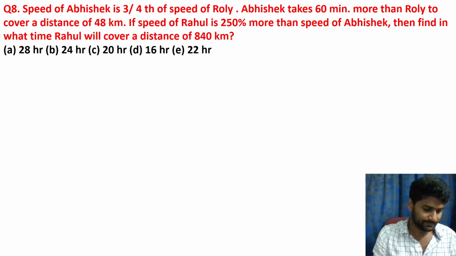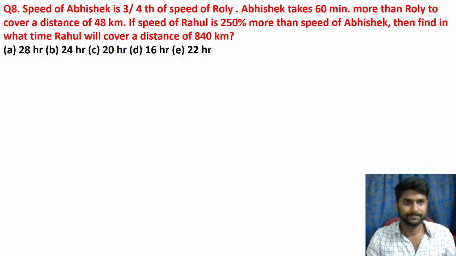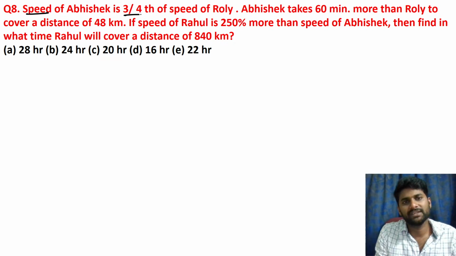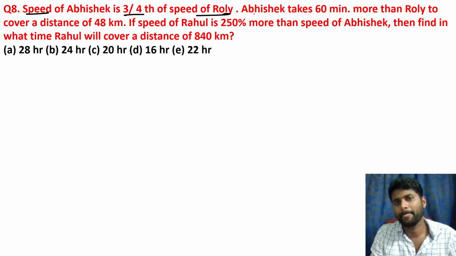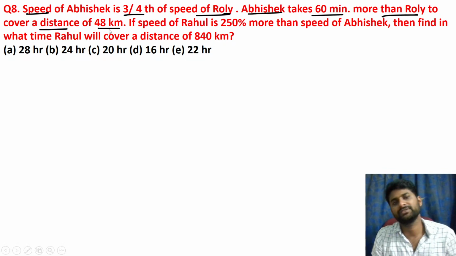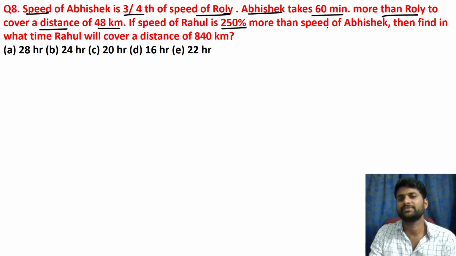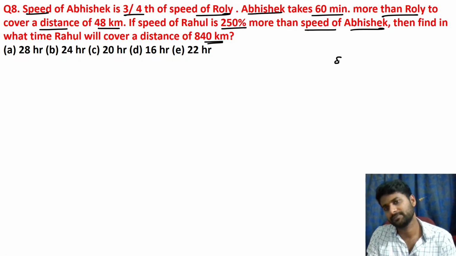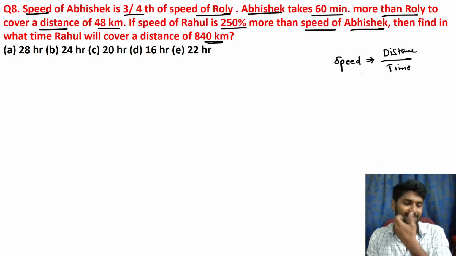The next question. Now see, speed of Abhishek is 3/4 of the speed of Rolly. Abhishek takes 60 minutes more than Rolly to cover a distance of 48 kilometers. Speed of Rahul is 250% more than the speed of Abhishek. Find in what time Rahul will cover the distance of 840 kilometers. See here, the theory says speed can be completely calculated. Speed depends on distance divided by time. So identify those two parameters, and you can get the data.